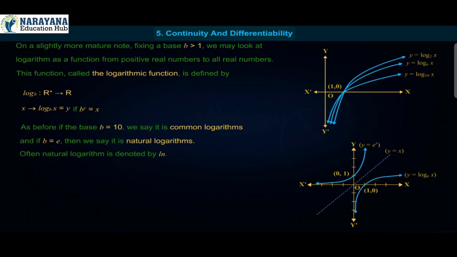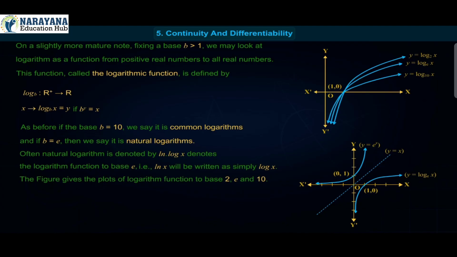Often, the natural logarithm is denoted by ln. Log x denotes the logarithm function to base e. That is, ln x will be written as simply log x. The figure gives the plots of the logarithm function to base 2, e and 10. Some of the important observations about the logarithm function to any base b greater than 1 are listed below.